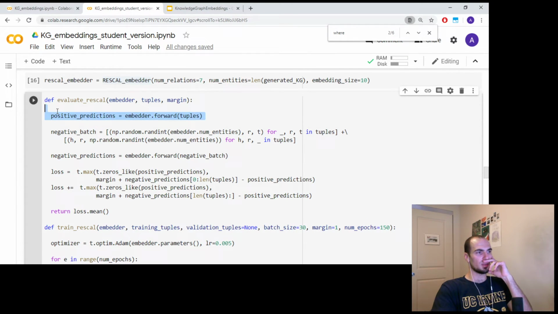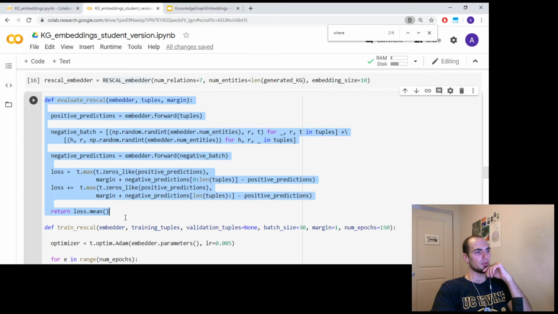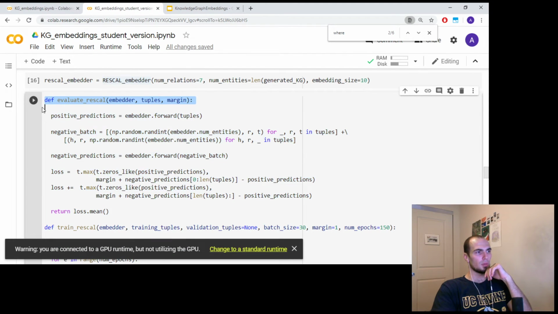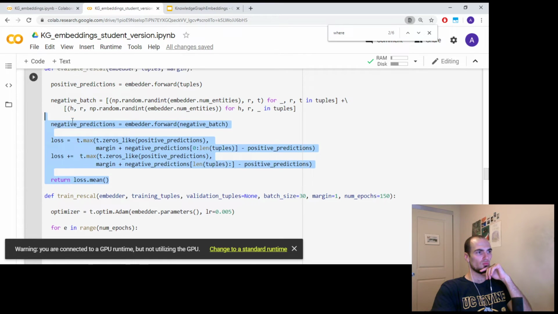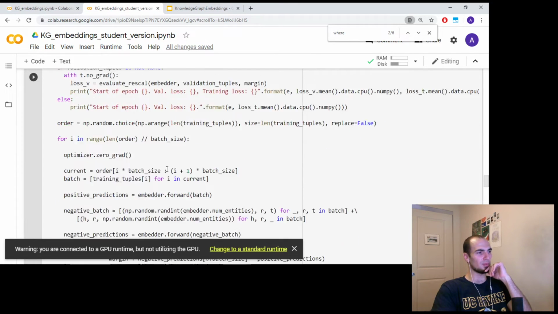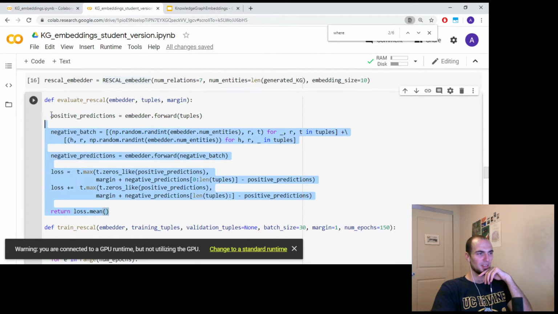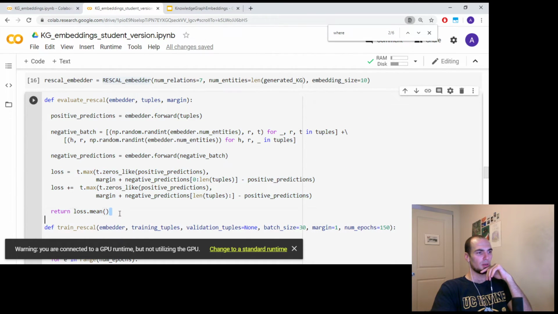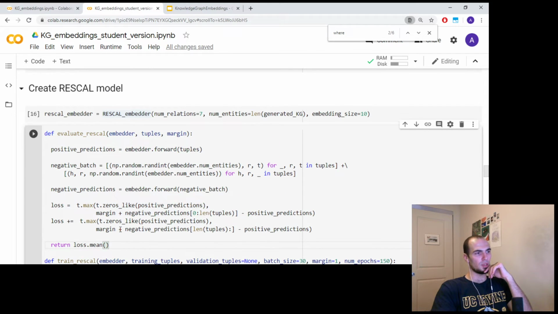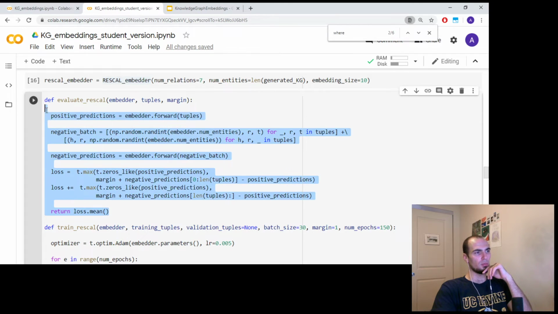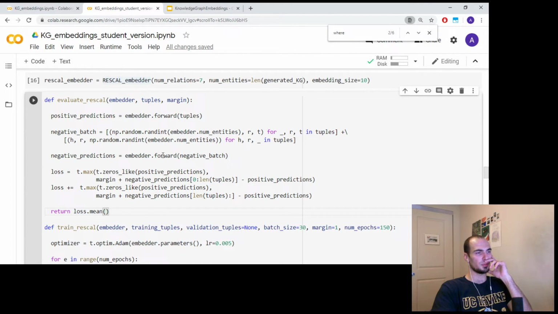So first of all, we're going to take a look at positive predictions. Actually, this function is all about evaluation. It's not the training function. Sorry, I'm jumping a little bit ahead. This function is actually just computing the loss, but we could use it to, for example, evaluate Rescal on a validation set with no gradient, because it's not cool to copy and paste this code many times into our training function. So let's go through it.